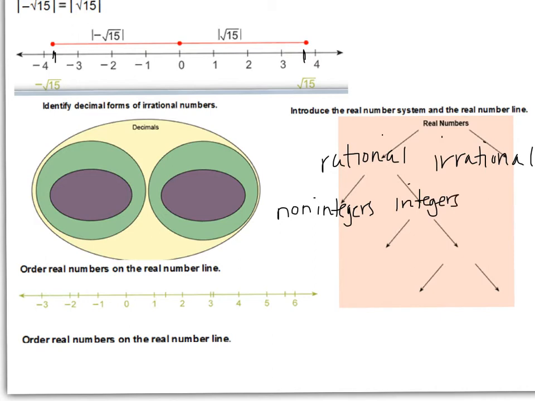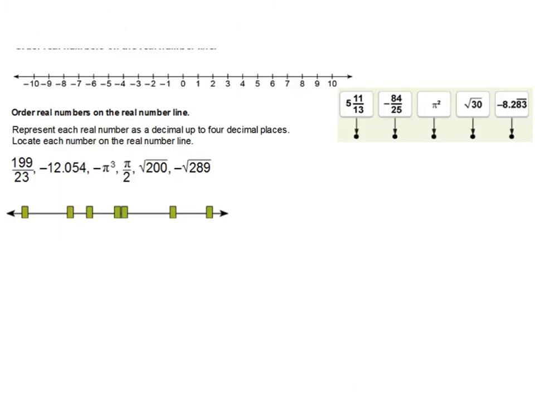Okay? We also have integers, then we have the negative integers, and we have positive integers. And then positive integers are made up of the whole numbers and 0. Okay? And then this is just showing you identify decimal forms of irrational numbers. You can have non-perfect square roots and pi. I'm going to flip now.